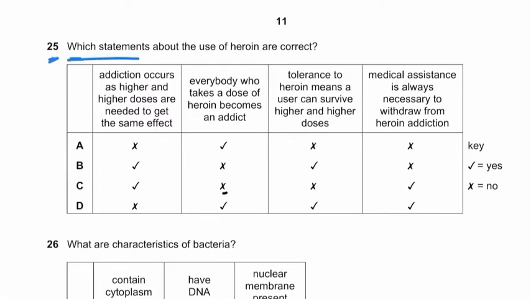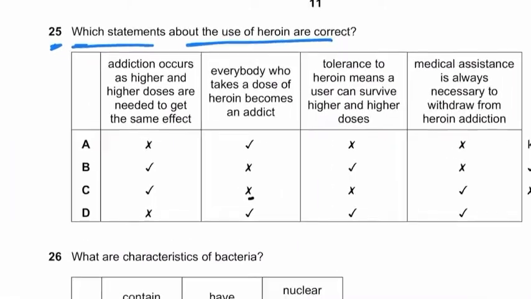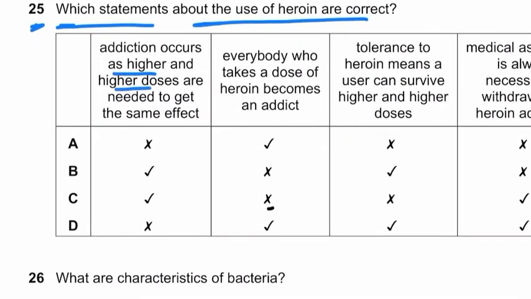Which statements about the use of heroin are correct? Addiction occurs as higher and higher doses are needed to get the same effect. Yes guys, whenever you become addicted to a drug, what will happen? To produce the same effect that you got the first time, you need higher and higher doses of the drug. For example, when the person takes heroin the first time, the effect is marvelous. The effect is optimum on a low dose. When the person takes the heroin second time, to get the same effect, the person needs higher dose. And the third time, the dose will be even higher. So when addiction occurs, the person needs higher and higher doses to achieve the same effect.